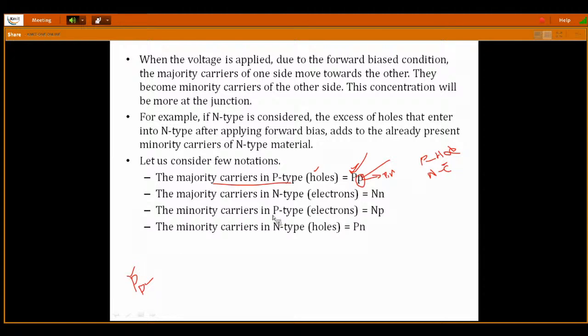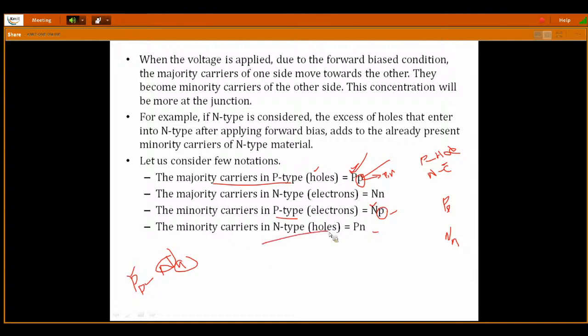Now, what is the majority charge carrier in the n-type? N is the electrons, capital N, and small n is the n-type material. In the n-type material, the majority charge carriers are electrons. The same letters, PP and NN, represent the majority charge carriers. If opposite letters are there, those are the minority charge carriers. What are the minority charge carriers in p-type? Holes are the majority charge carrier, and electrons are the minority charge carrier.